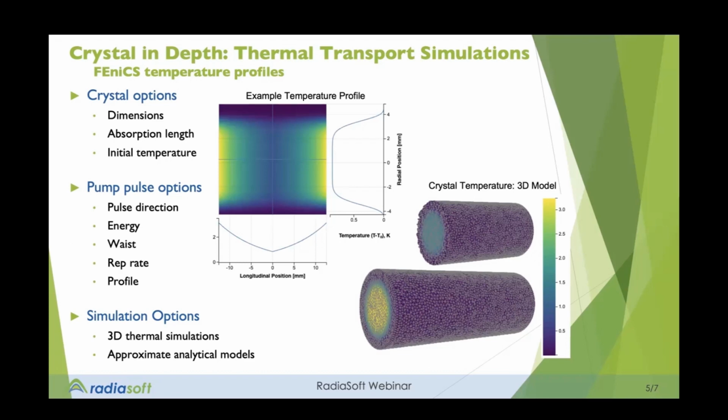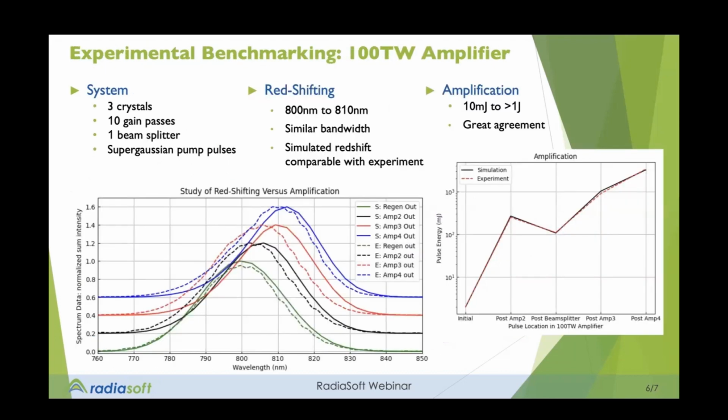With all these tools, how do we replicate experimental results? Well, we were once again provided with some data from the Bella Labs. This is for their 100 terawatt amplifier. It's a system of 3 crystals, 10 gain passes total. There's a beam splitter in there, and the crystals are pumped with super Gaussian pulses.